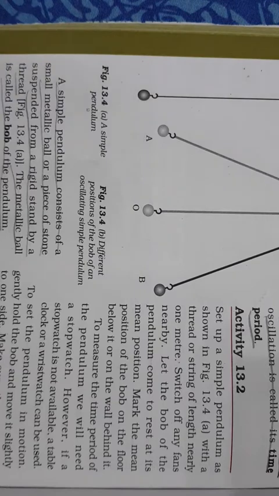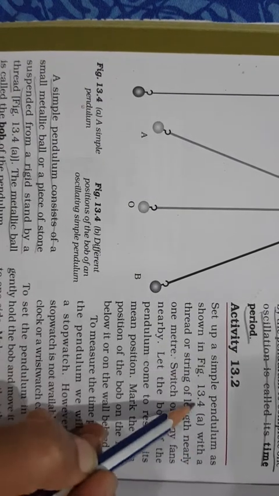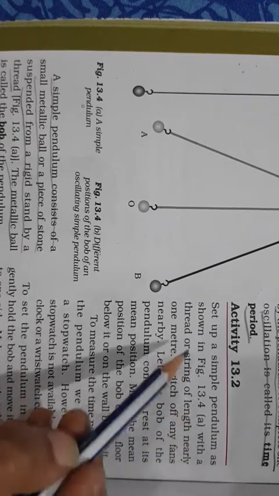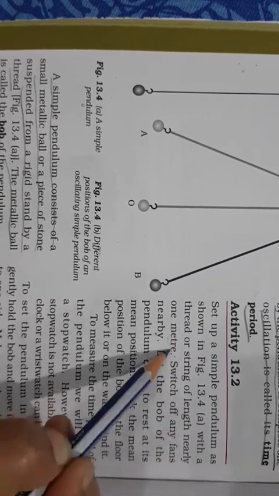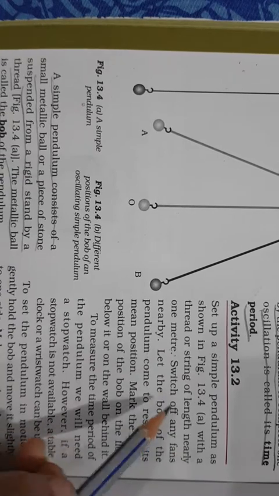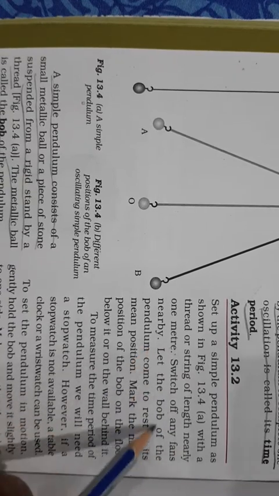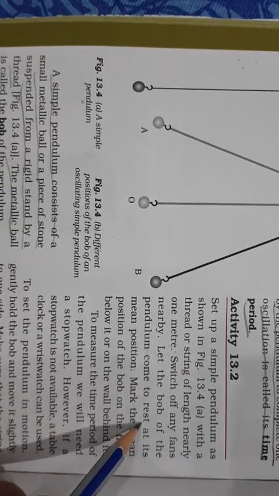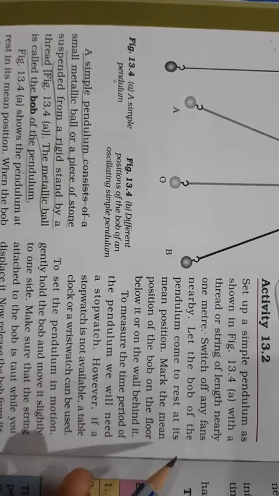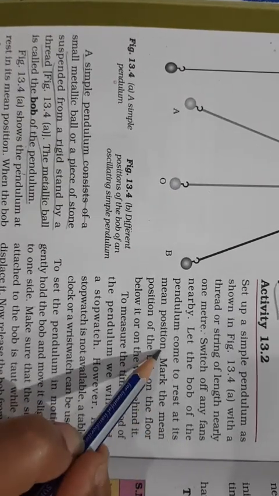Keep your fingertips on the first line. Set up a simple pendulum as shown in the figure. You have to set this up with a thread or a string of length nearly 1 meter. Switch off any fans nearby. Let the bob of the pendulum come to rest at its mean position.